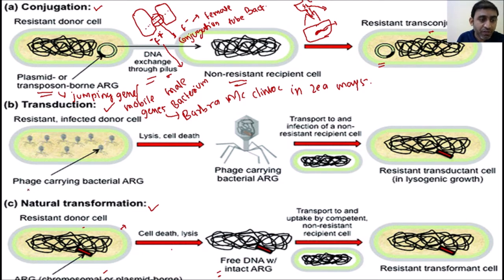Like here, phage carrying bacterial gene, and lysis, cell death of this bacterium, and this genetic material is going to take control over the genetic material of the bacterial cell and get incorporated. So it is transported by infection to a non-resistant recipient cell, and so on.